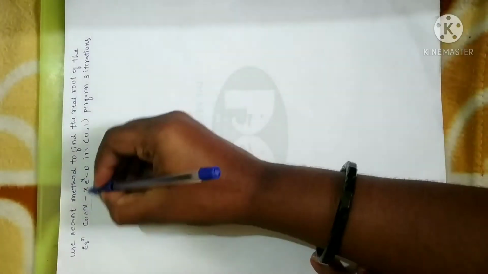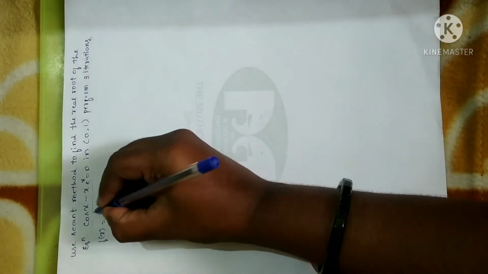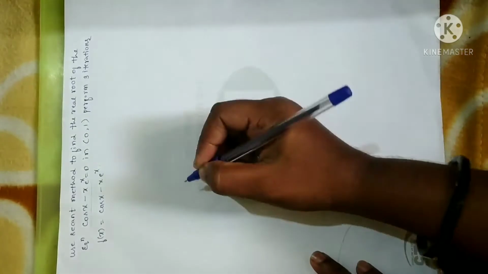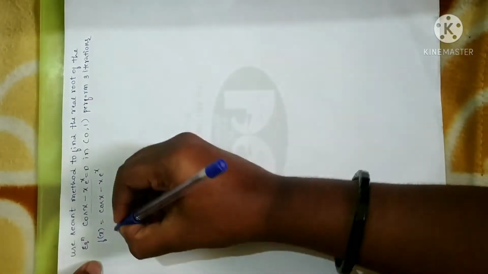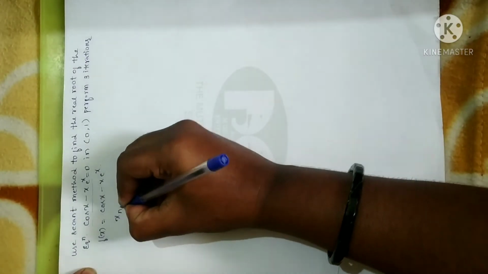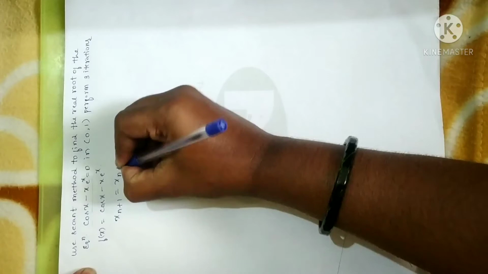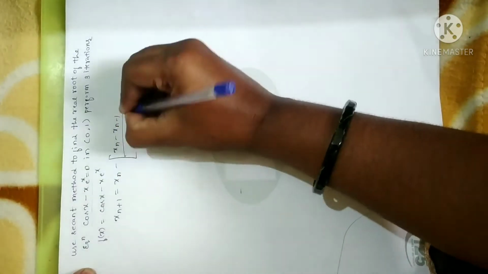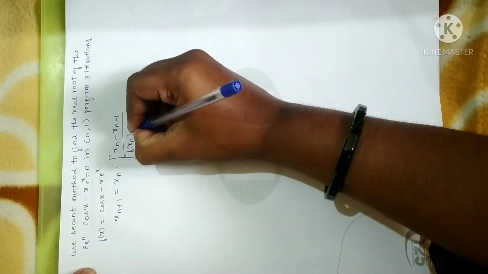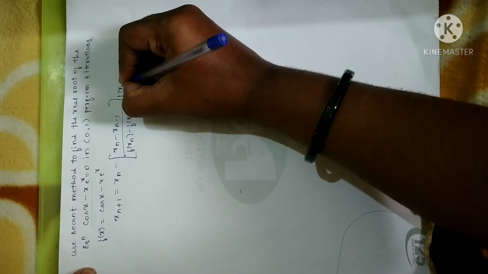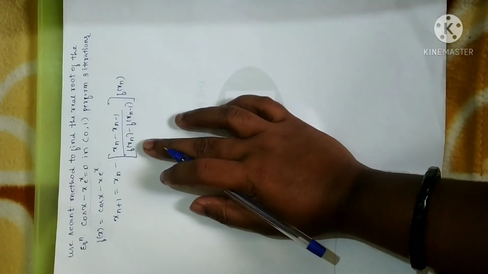First step, we have to take the given function as f of x. So let me rewrite the problem. f of x is equal to cos x minus x e power of x. Now, hope you remember the secant formula. It is given by x n plus 1 is equal to x n minus x n minus 1 divided by f of x n minus f of x n minus 1, into f of x n. You have already solved these problems in the previous session.